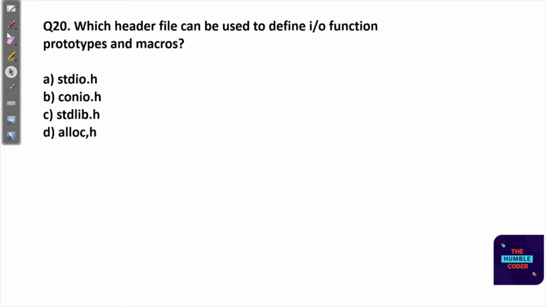Moving on with the next question: which header file can be used to define I/O function prototypes and macros? I/O here stands for input-output. We have four options: stdio.h, conio.h, stdlib.h, log.h. So the correct answer will be stdio.h, standard input-output, the one that we use for input-output function prototypes and macros. So let's move on to the next question.